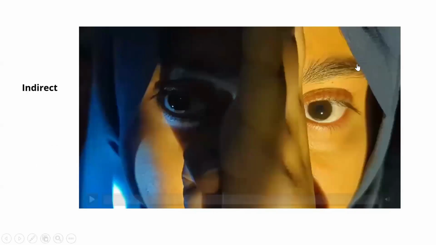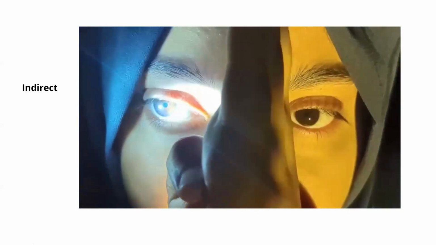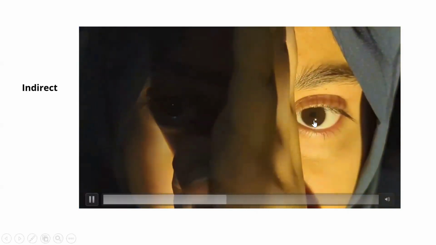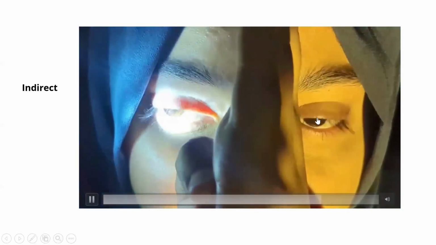Okay, now I'll be demonstrating the indirect reflex of the left eye. So concentrate on the left eye. I'll be throwing light on the right eye, but I'll be looking for reflex of the left eye. So when I throw light onto the right eye, you'll see that the left pupil constricts. So this is indirect pupil reflex of the left eye.